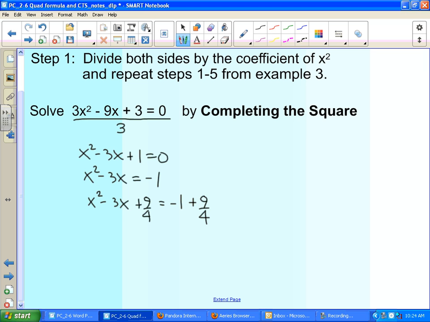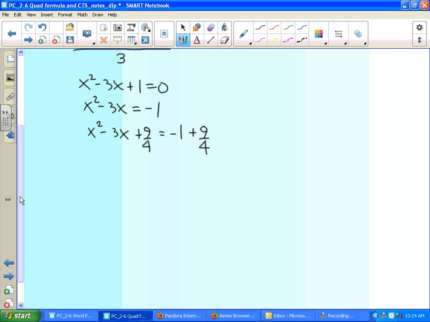All right, very good. Evan, what do I do next? Okay, we need to change that, don't we? Yeah, we need to make negative 1 plus 9 over 4 a fraction thing. So what's negative 1 going to have to be? Negative 4 over 4 plus 9 over 4. So now we know that's 5 over 4. All right. We got that. X squared minus 3x plus 9 fourths is now equal to 5 fourths.